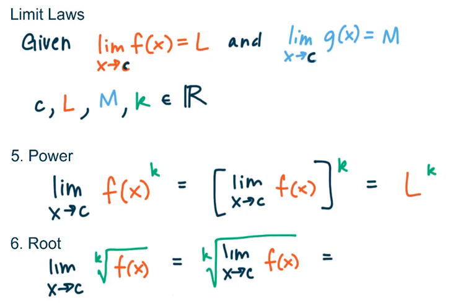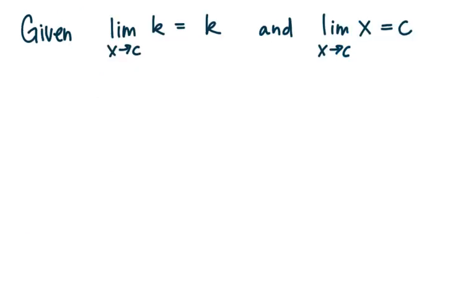Okay? And so that would be the same as saying, well, that's the kth root of L. And this works for any situation as long as, if k is even, whatever that limit value is needs to be positive. But if k is odd, we can have a negative value as the radicand under an odd root. But the value under an even root needs to be positive.